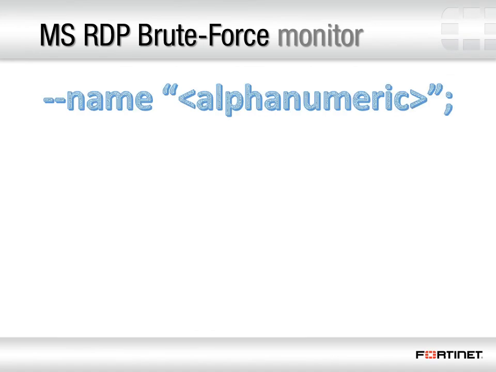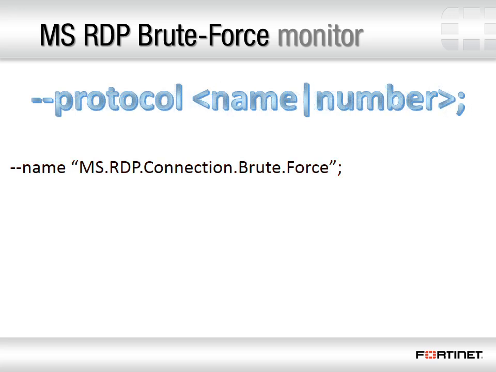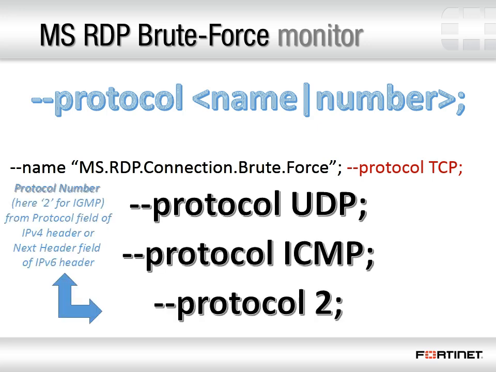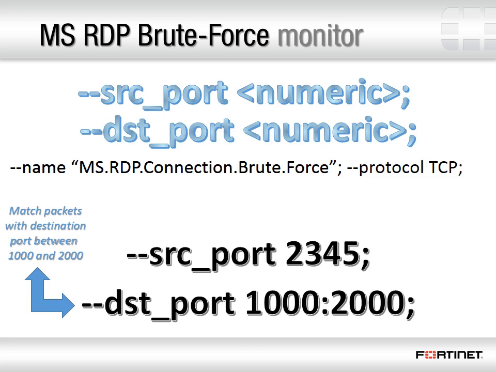We begin now by specifying a signature name using the name option with the value ms.rdp.connection.brute.force. The next option is protocol TCP. Aside from TCP, the protocol option can be paired with values such as UDP, ICMP, or numeric values based on the IPv4 header protocol field. IPS signatures can match both source port and destination port values, or ranges of values. An MS-RDP client connects on port 3389, so we add this detection criteria to the signature.